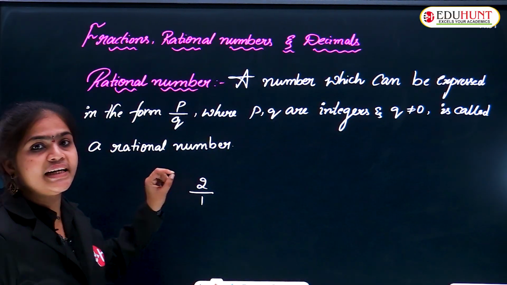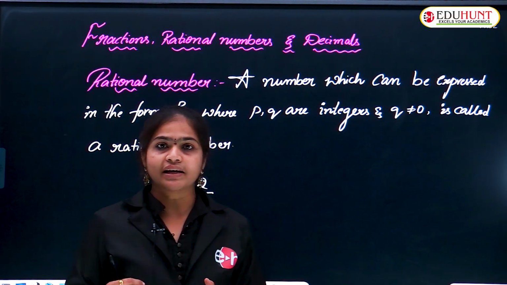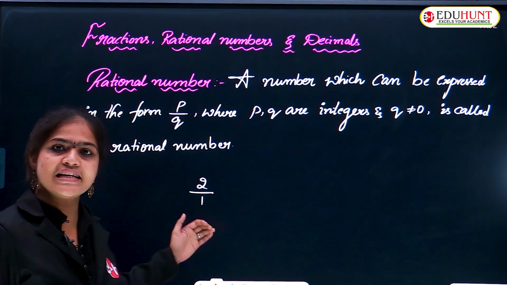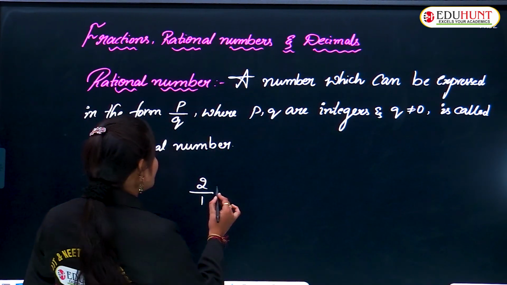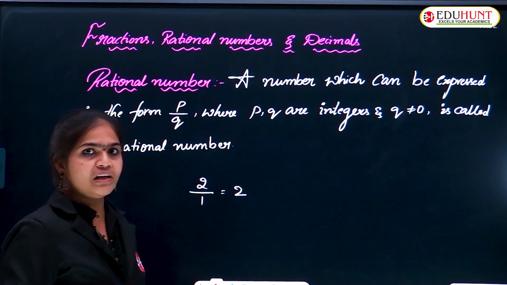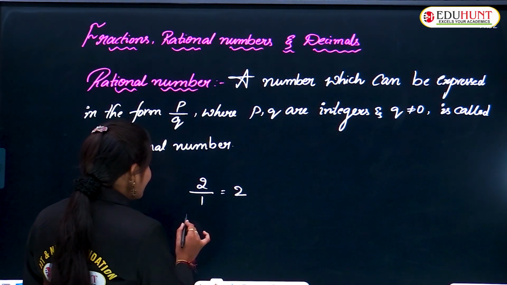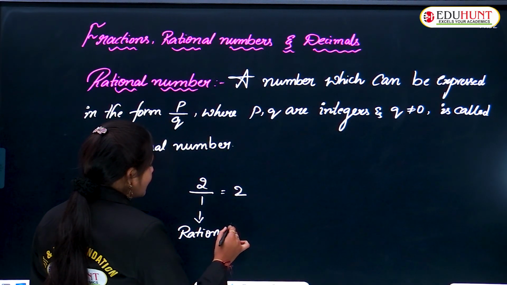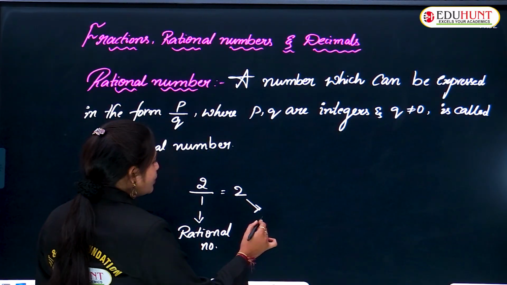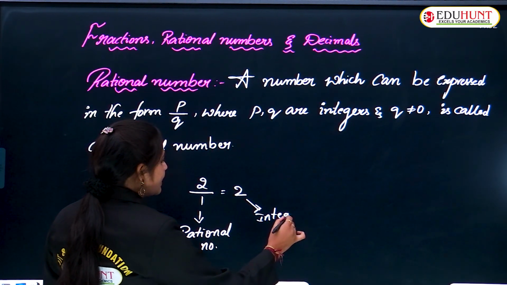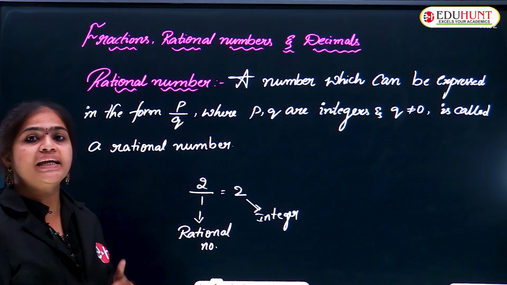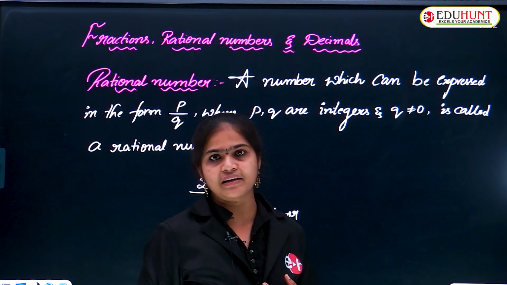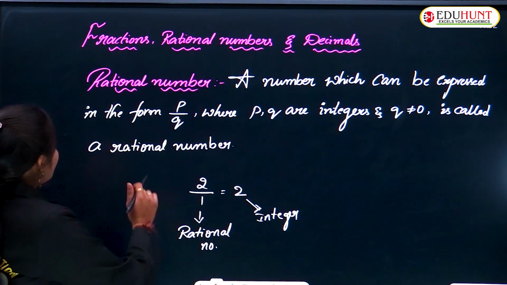Here we took the number 2, and written as 2 by 1. Is there any change in that number? There is no change, because after cancellation you will again get 2 only. 2 by 1 is equal to 2. Am I right? Now 2 by 1 is a rational number, and in the same way 2 is an integer. That's why every integer we can express in the form of p by q, so we can say that every integer is a rational number.